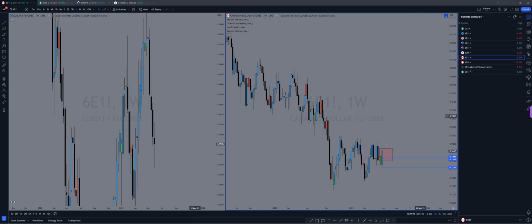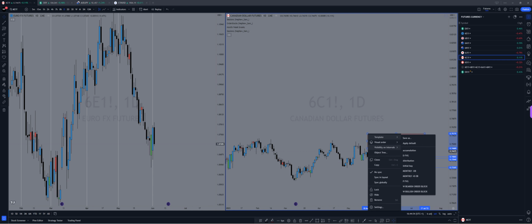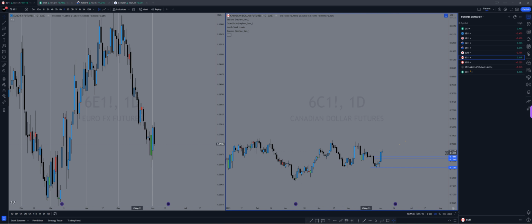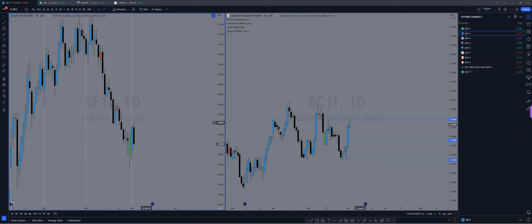Okay, so I like CAD. CAD is next week going to be trading above this high here. Okay, CAD is going to trade above that high there. And I want you to look at Euro.